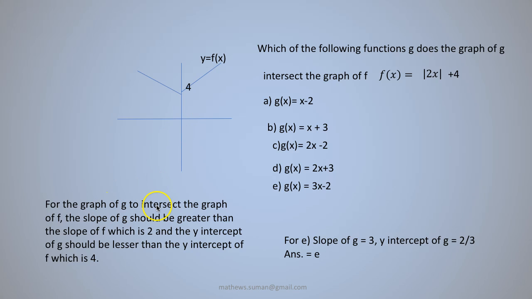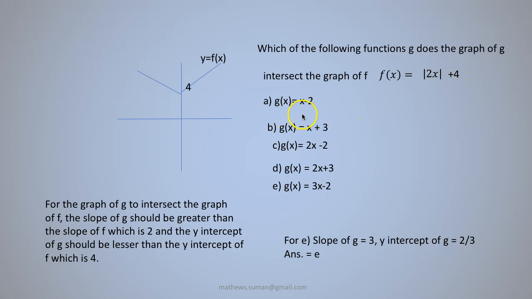For the graph of g to intersect the graph of f, the slope of g should be greater than the slope of f. The slope of f here is 2. Slope is the coefficient of x. And the y-intercept of g should be lesser than the y-intercept of f. Here the y-intercept of f is 4. So we need g to have slope greater than 2.